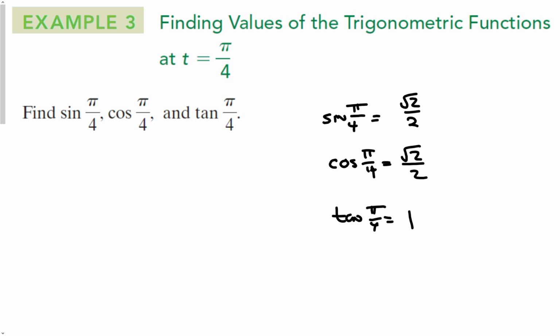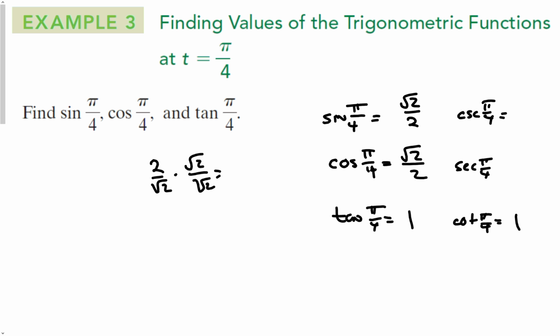Let's do the other three, just for fun: the cosecant of pi over 4, the secant of pi over 4, and the cotangent of pi over 4. The reciprocal of 1 is just 1. That's the easy one. Radical 2 over 2, when I flip that over, I get 2 over radical 2. When I rationalize this again, I now have 2 radical 2 over 2, which goes back to just radical 2. And the cosecant and the secant are the same as well.